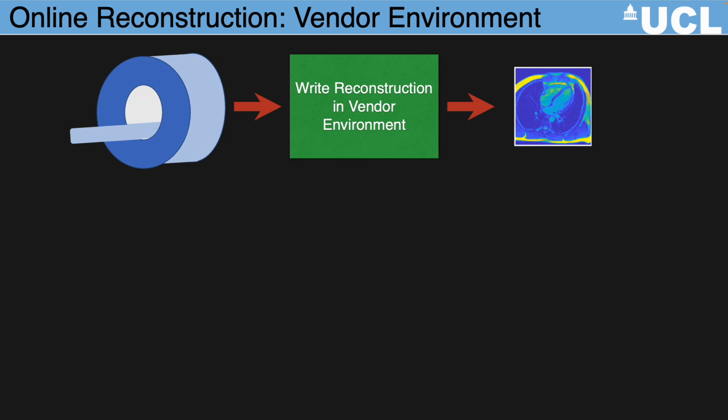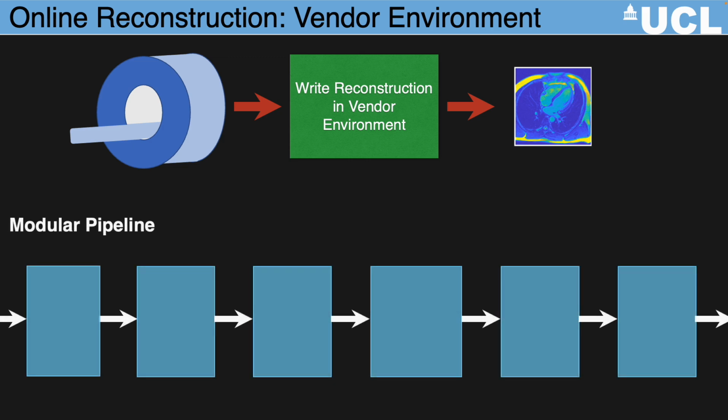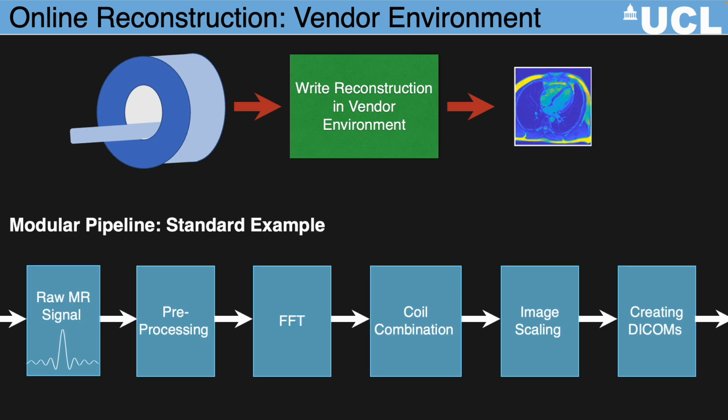As we've already seen, each scanner vendor has a different data format, and so each vendor also has its own reconstruction environment. Despite their differences, each of the reconstruction pipelines is built up of multiple stages or processing blocks, which all have a different task. The data is passed from one block to the next to perform the complete reconstruction. Here is an example of a very simplified pipeline, where the data comes in on the left-hand side, goes through some blocks which perform different tasks, and ultimately the DICOM images are created.